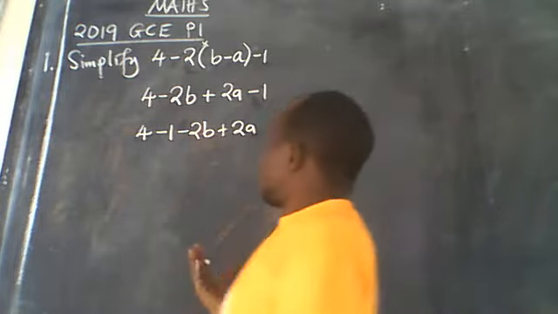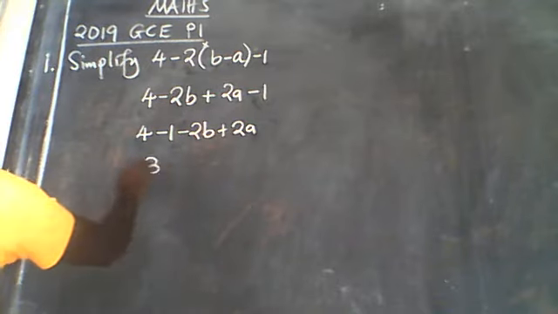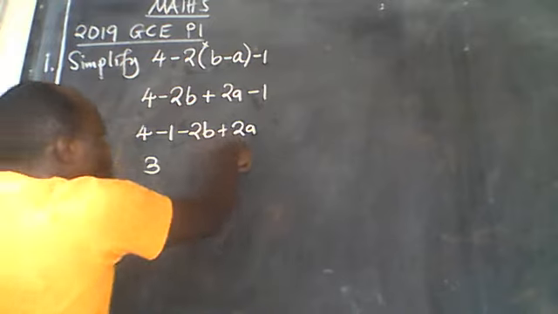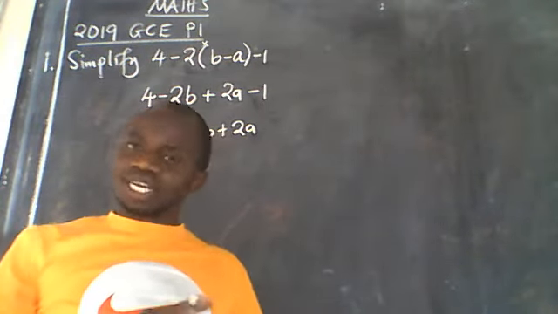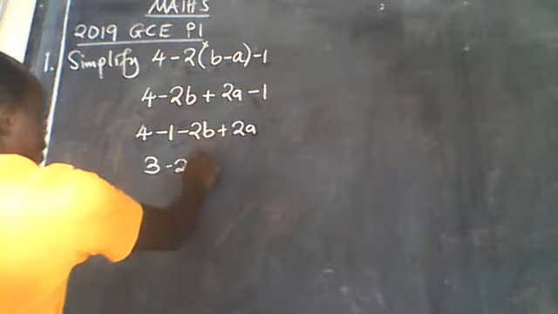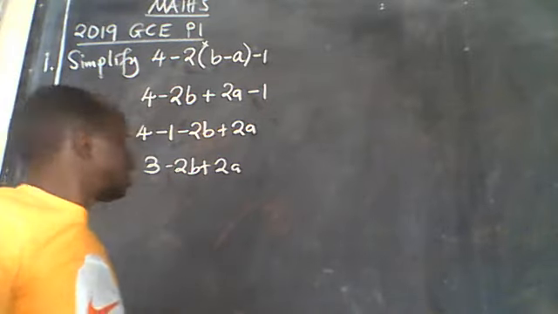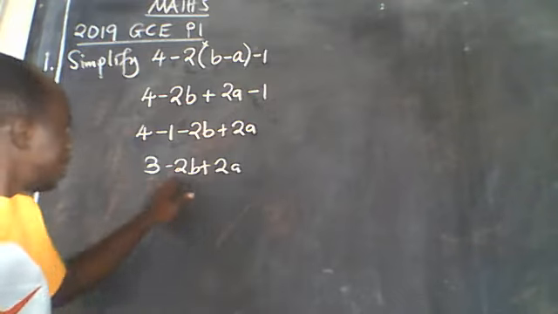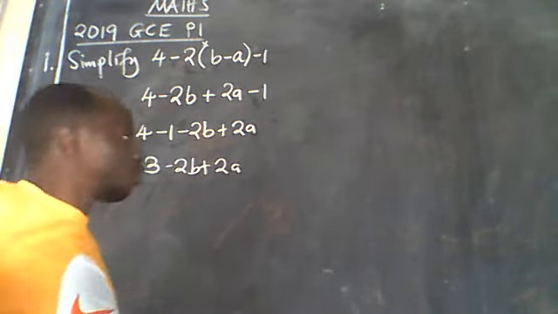And then from here, these two can be subtracted. 4 take out that gives us 3. Then -2b plus 2a, you cannot add or subtract. They are not like terms. So write the way you are able to see them. -2b plus 2a. This expression cannot be simplified any further. So you leave it there.